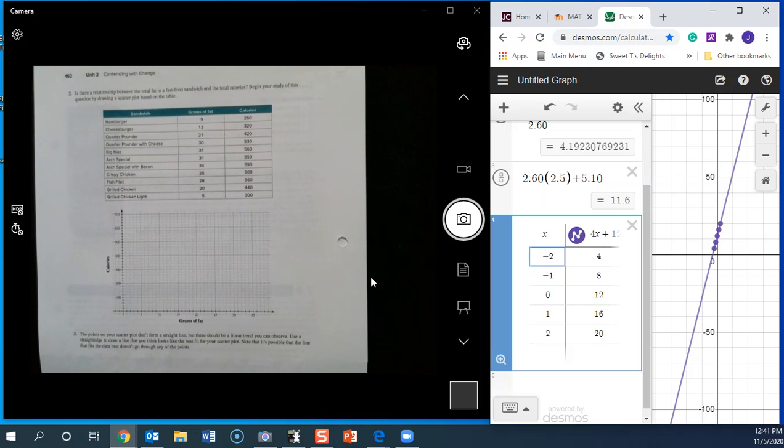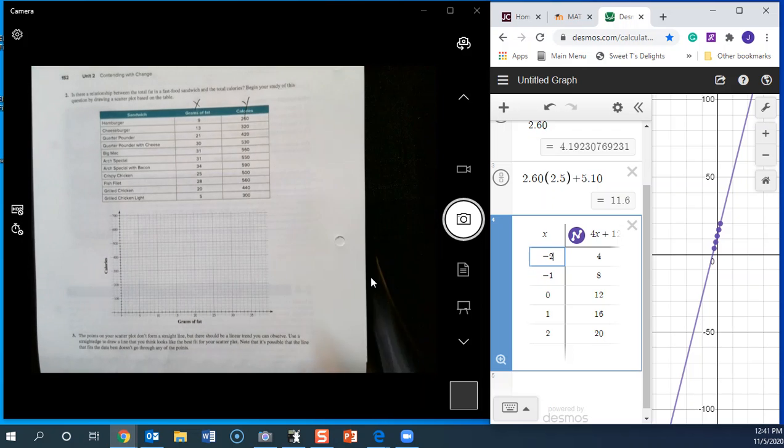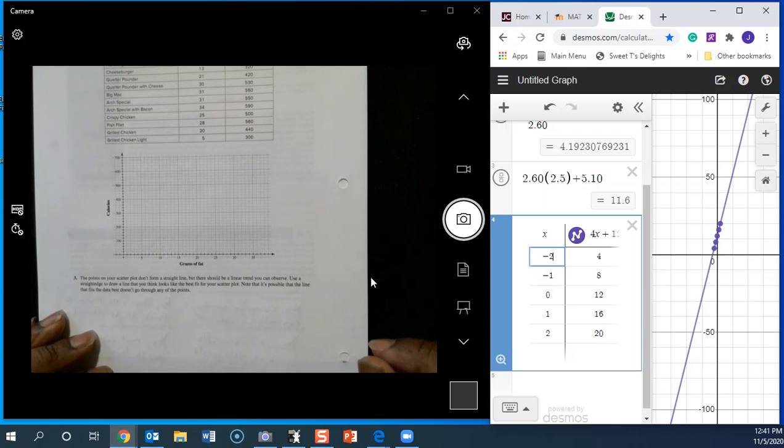It says, is there a relationship between the total fat in a fast food sandwich and the total calories? Begin your study of this question by drawing a scatter plot based on the table. Okay. So we have our values here. We have our grams of fat, which we see here in the legend, which will be our X value. And then we have our calories, which will be our Y value. Now, they want us to draw a scatter plot. Okay. So basically, they just want us to plot these points.